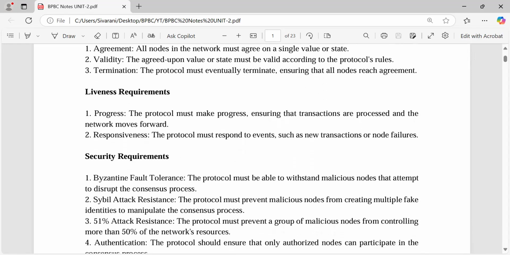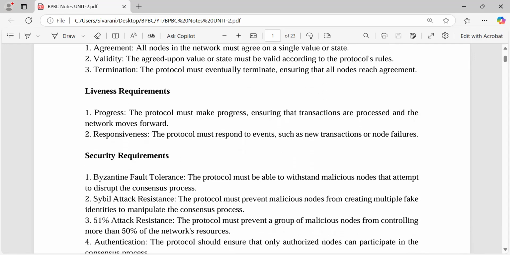Next one, liveness requirements: progress and responsiveness. Progress means the protocol must make progress, ensuring the transactions are processed and the network moves forward. Next one, responsiveness. Whether performing consensus, new transactions, node failures, or any action in the network, it will be responded to. Take everything as an event.